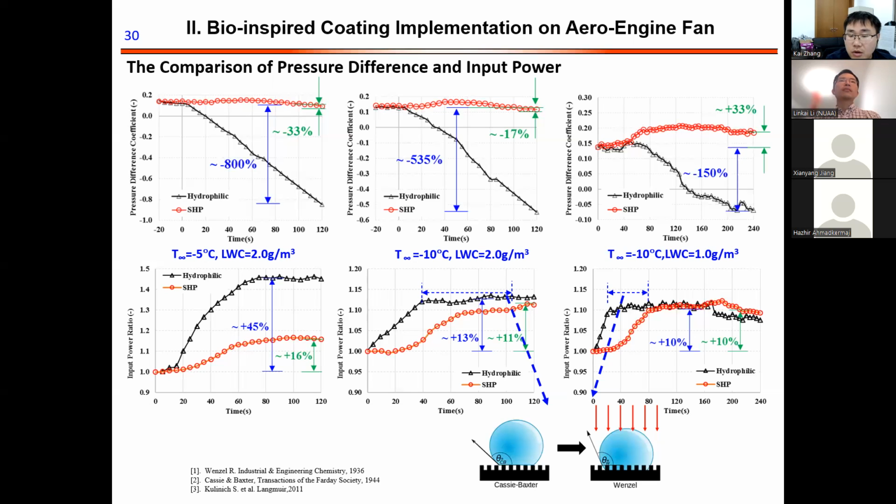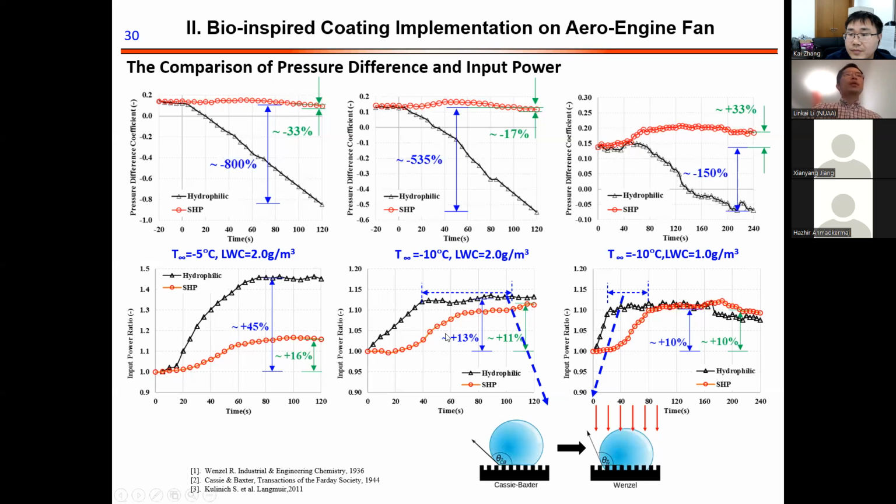But for your curve on the lower right corner, it seems your power loss increased gradually instead of instantaneously. Did you observe something near the impinging, like it immediately lost the Cassie-Baxter state? Is this process what happens in the curve you showed, or did you notice something weird during the test?